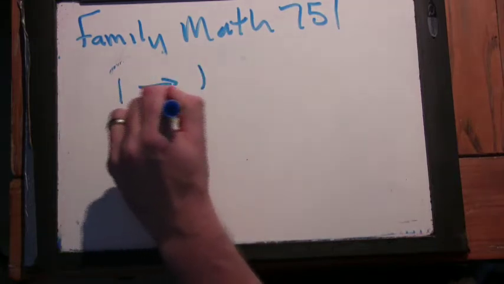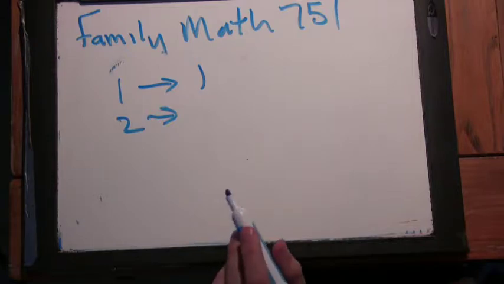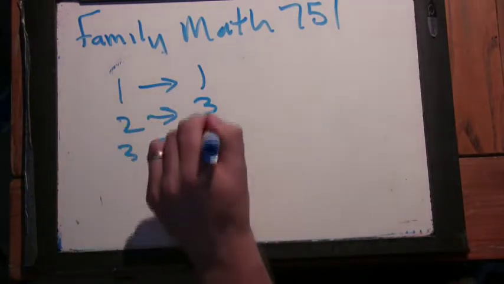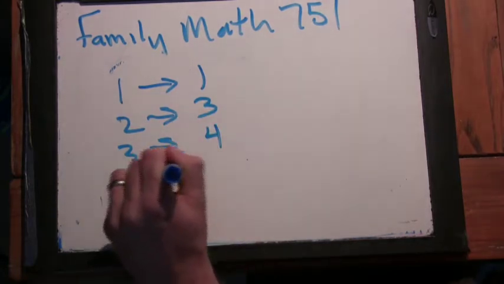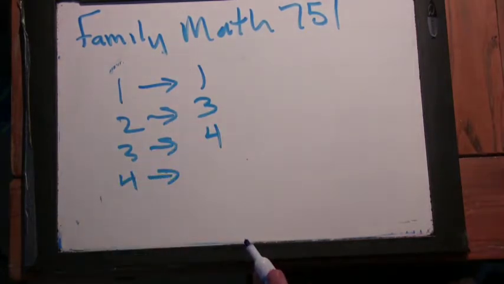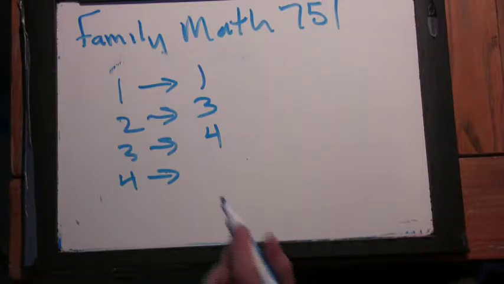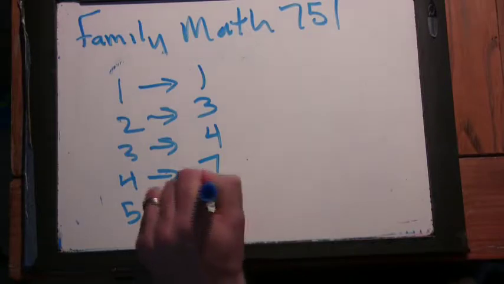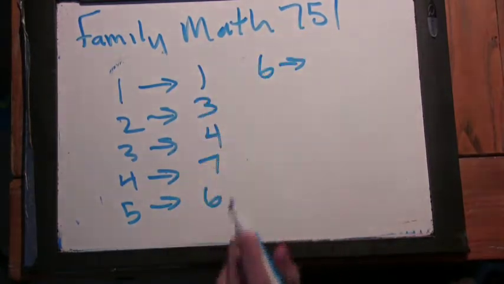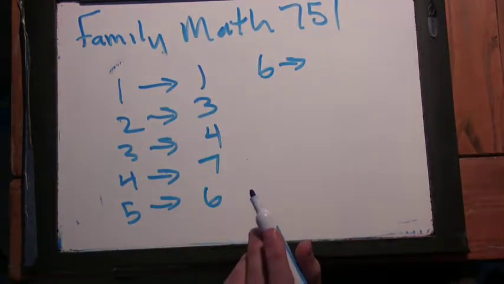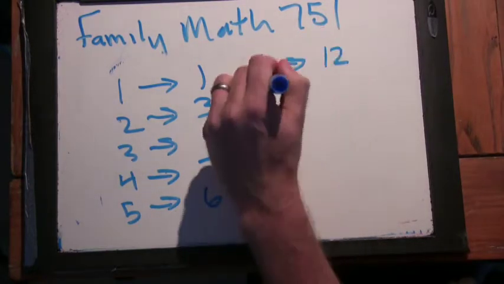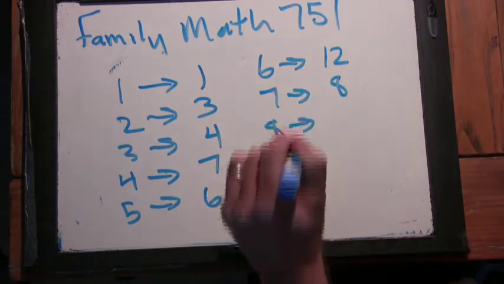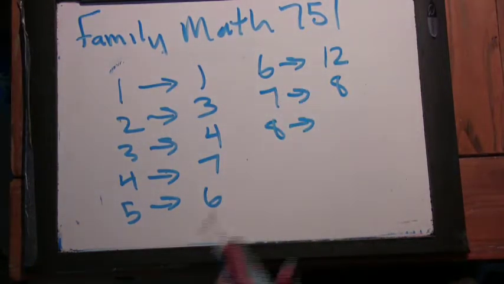For 2, the divisor sum is 3. For 3, the divisor sum is 4. For 4, the divisor sum is 7. For 5, it's 6. For 6, it's 12. For 7, it's 8. For 8, it's 15.